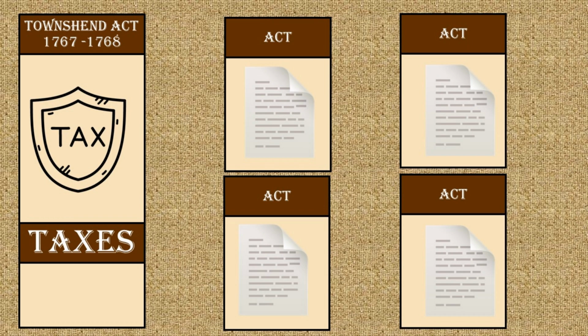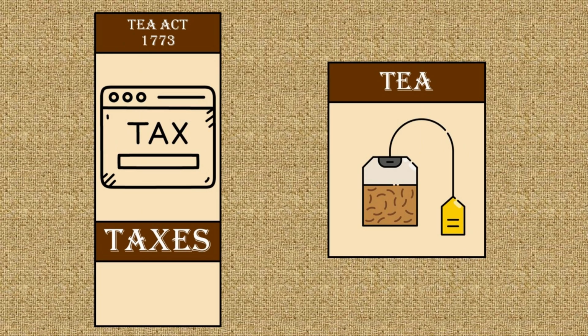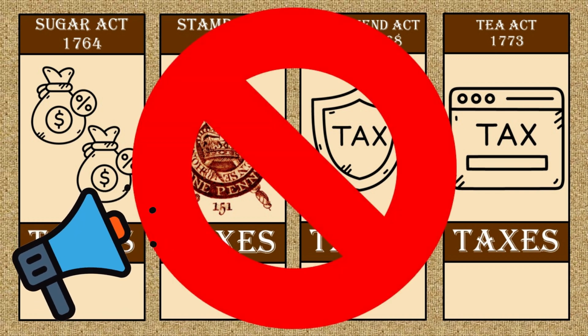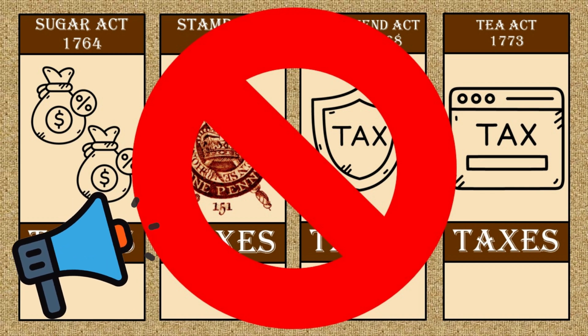Two years later, the British government passed the Townshend Act, a series of 4 laws aimed at asserting control over the American colonies. Six years after that, the Tea Act was introduced to rescue the struggling East India Company, a crucial part of Britain's economy. These measures sparked widespread anger among the colonists, who argued that only their own colonial assemblies had the right to levy taxes on them. This led to the rallying cry, "No taxation without representation."